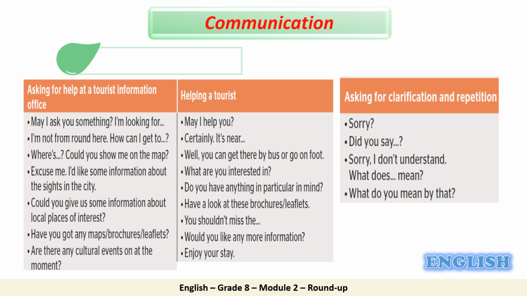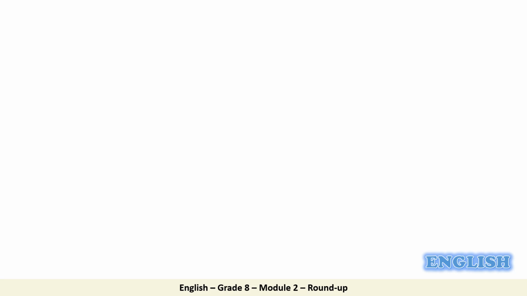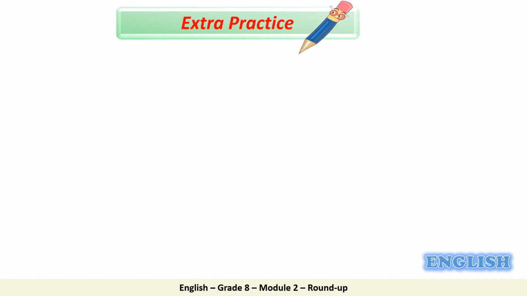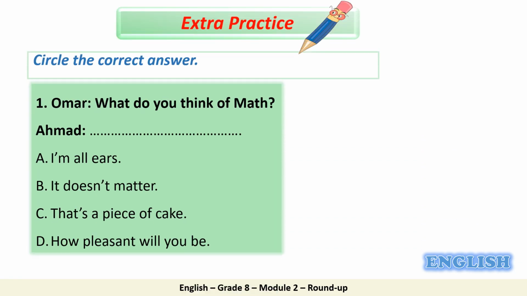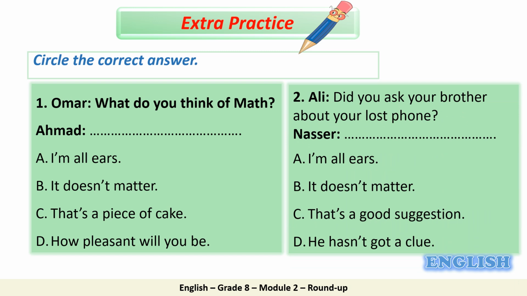Here, asking for clarifications, you can say sorry if something is not clear. You can say sorry, or did you say sorry, I didn't understand, or I don't understand. Great. Now you should circle the correct answer, please. Read the 2 sentences and choose the correct answer. Pause the video, do the task, and get back when you're done.